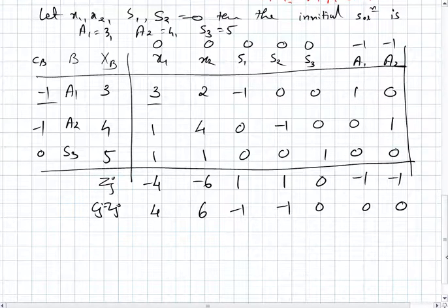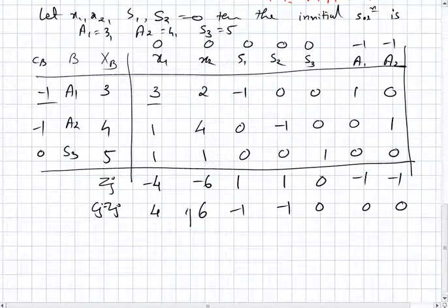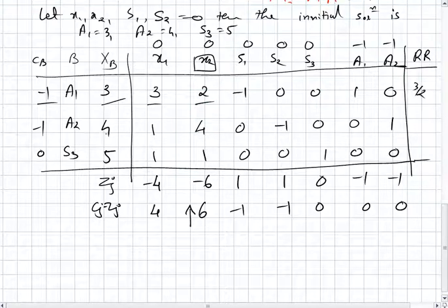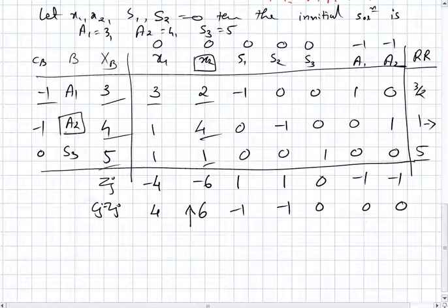So the positive quantities are for these two, and the larger value is 6, so the corresponding variable x2 will enter the basis. Now we have to identify which variable will leave the basis, by the replacement ratio: 3 by 2, 4 by 4 which is 1, and 5 by 1 which is 5. The minimum value is 1, so the corresponding variable a2 will leave the basis. So we have to make this entry 1 and the other entries 0 by the row process.